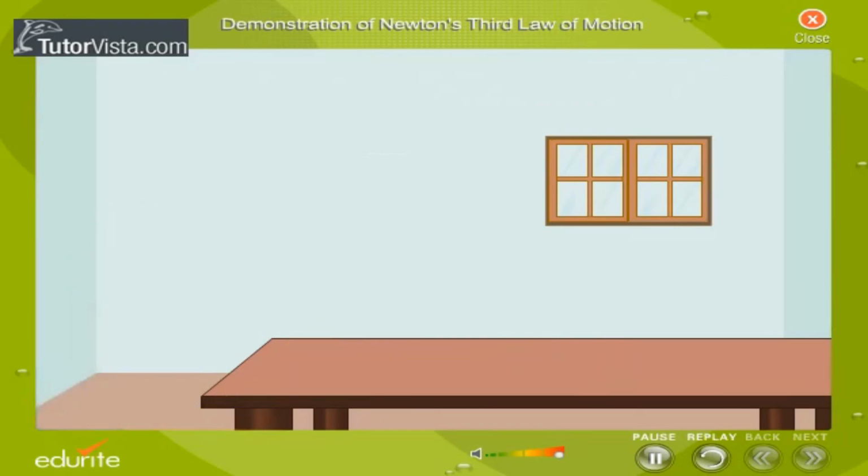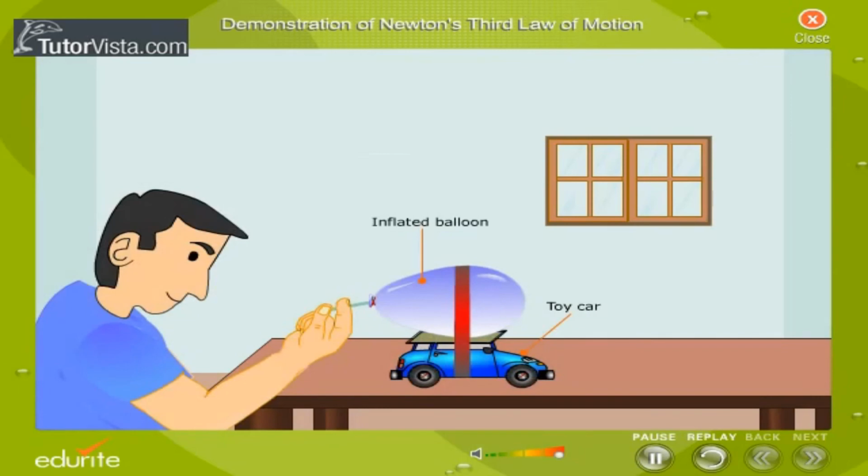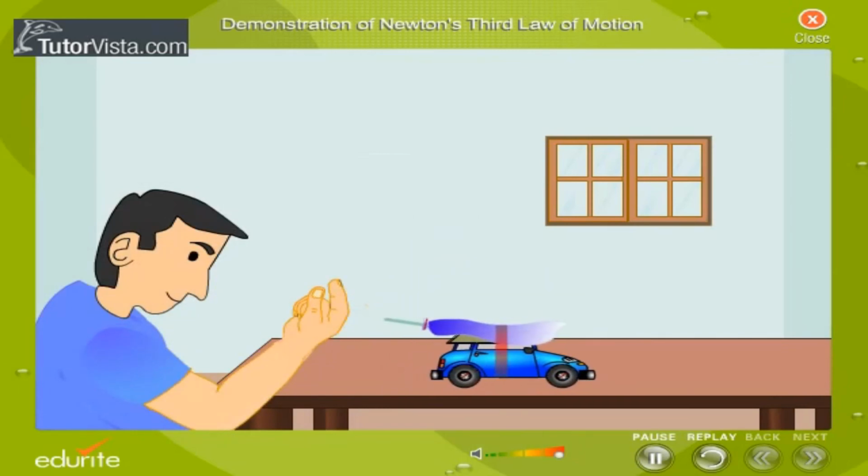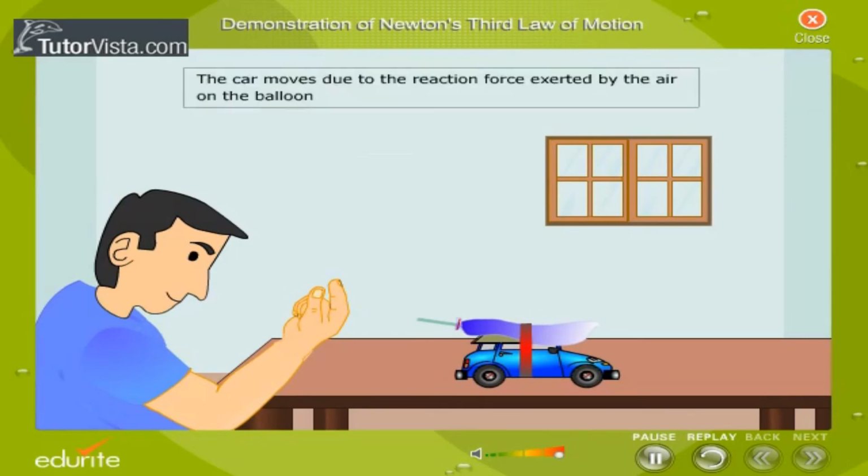Now fix the inflated balloon on the top of a toy car as shown here. Remove your finger to release air from the balloon. We observe that the car is moving in a direction opposite to the direction in which the air escapes. The car moves due to the reaction force exerted by the air on the balloon. This proves Newton's third law of motion. Click on the links provided for more illustrations of this law.